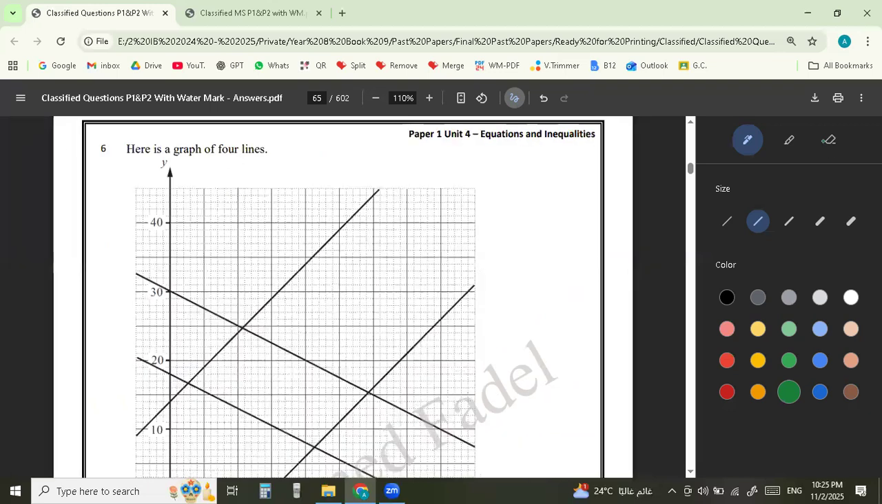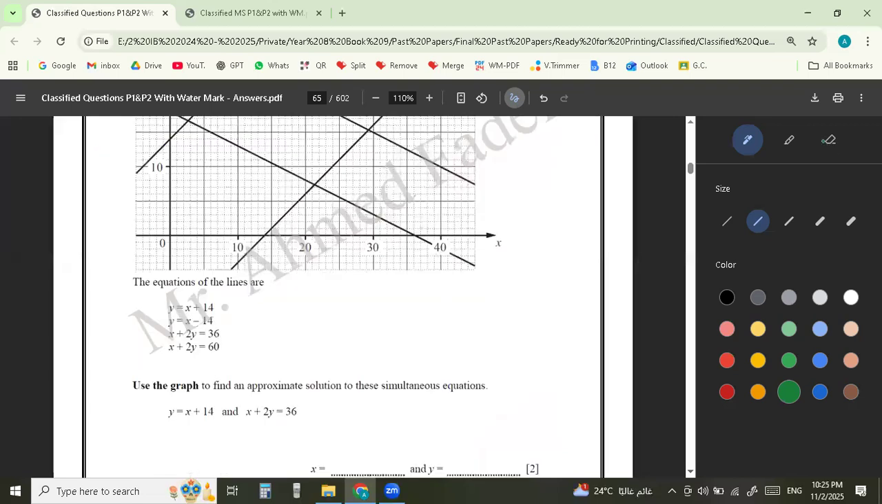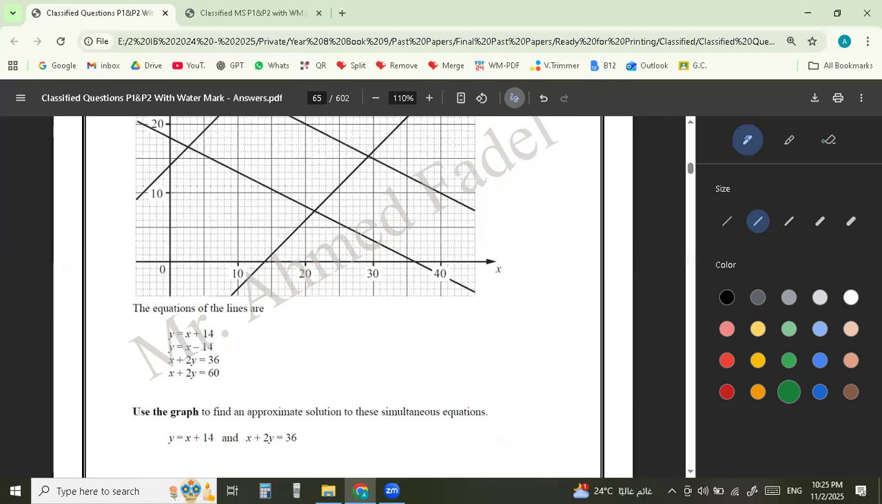Here, they're telling you that they've got 4 equations. y equals x plus 14, y equals x minus 14, and so on. Use the graph to find an approximate solution to these simultaneous equations. But mister, I don't know which line is which equation. How can I know? Let me tell you something.